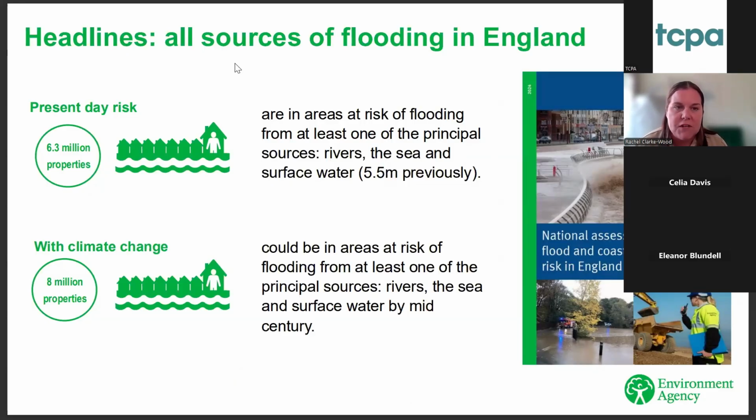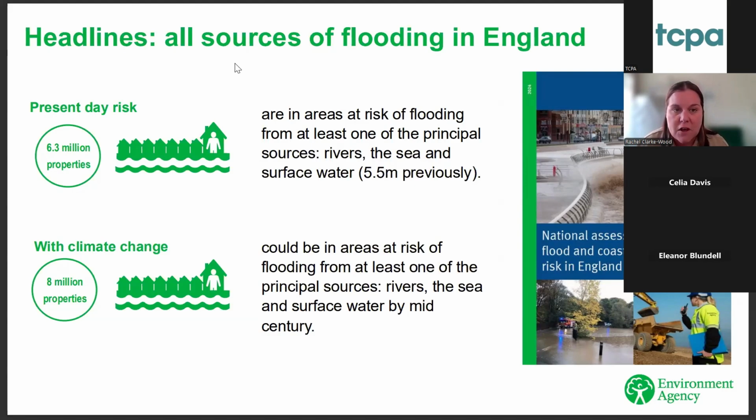So you can see some of the figures on there for the sources of all flooding in England. So you've got the first detail on there regarding the present day risk of 6.3 million properties, and that is the number of properties that are in areas of risk from flooding from at least one of the sources, if you can see on there, the rivers, the sea and surface water. Previously 5.5 million properties at risk.